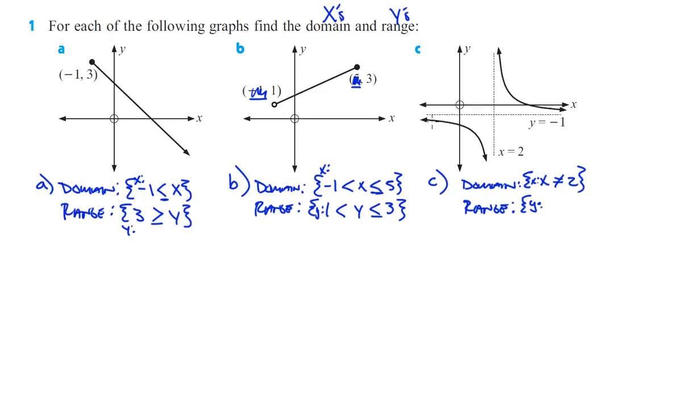So this thing here, if we're looking down here, this goes forever and ever down, so it goes to negative infinity, and this goes forever and ever up, it goes to positive infinity. So it's all the real numbers y, except it's never going to hit this -1, so y does not equal -1. Okay? These get a little tricky, but we'll practice those and make sure that you get those down.